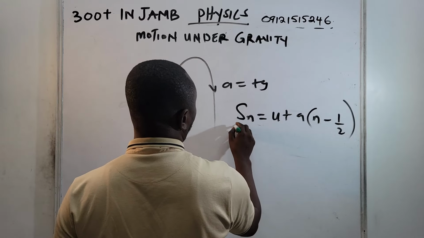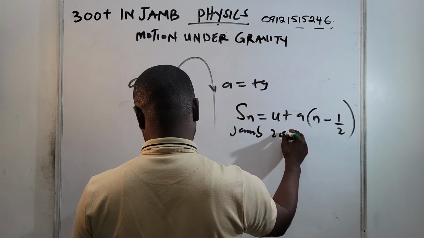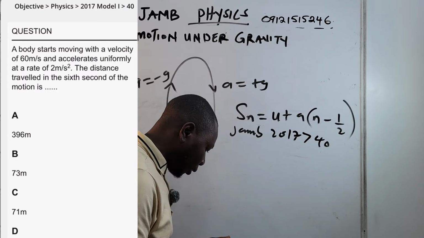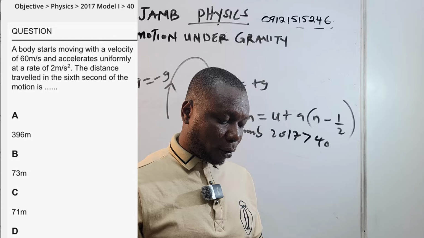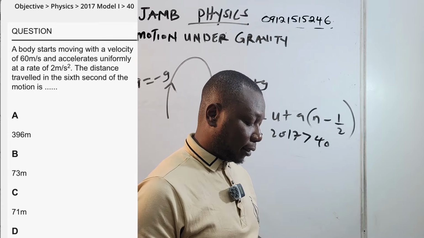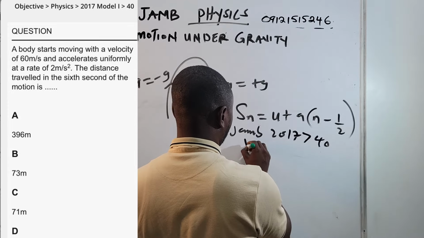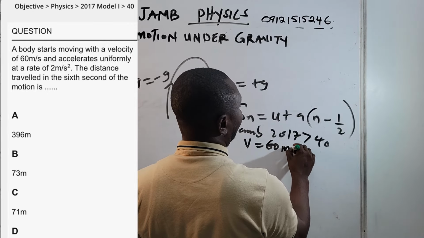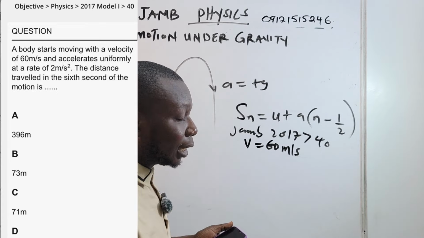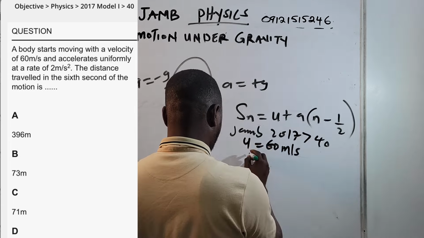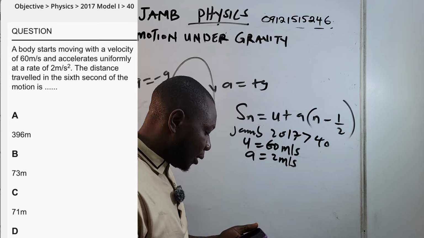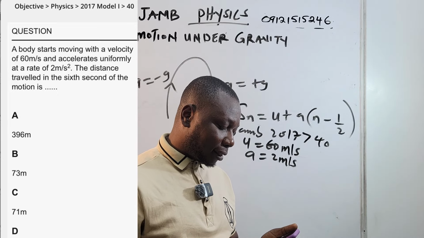JAMB 2017, question 40. It says a body moving with a velocity of 60 meters per second, and accelerating uniformly at a rate of 2 meters per second squared. What is the distance traveled in the 6th second?